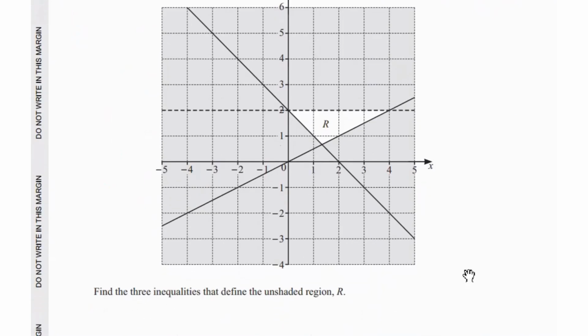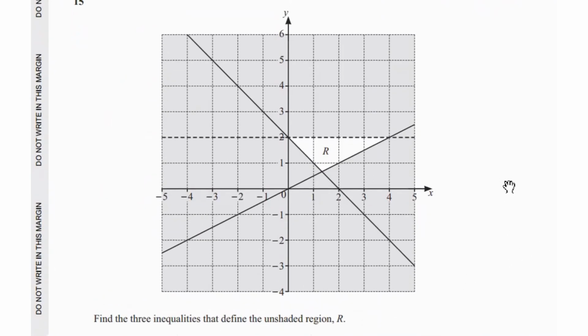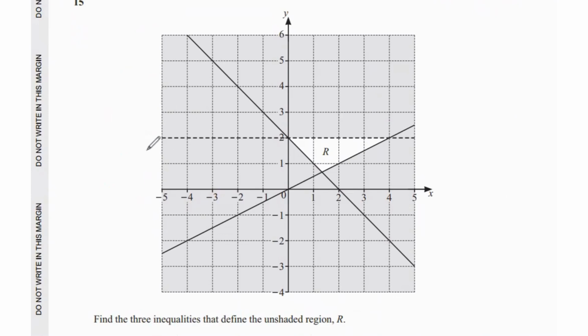Then we have to find the three inequalities that define the unshaded region R. First, let's look at the horizontal dotted line. This is passing through y equals 2. Let's write the equation first, then I'll move on to the inequality.